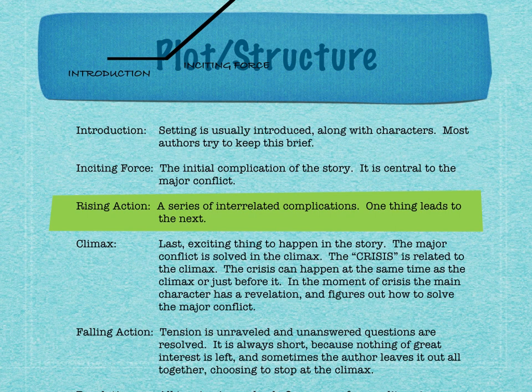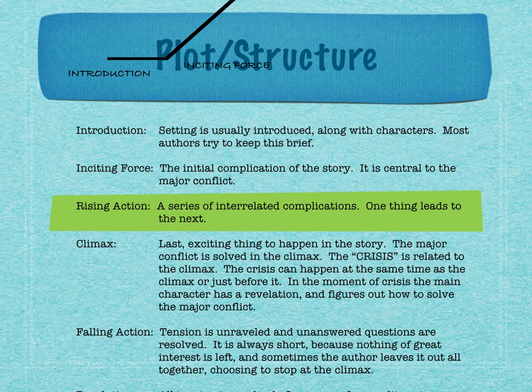Now on the plot graph, rising action would be that slope going straight up and to the right. This is a series of interrelated complications. One thing leads to the next. This is the meat of the story. It's probably 90% of the story. The introduction is probably a very small part, 5 or 10%, but the rising action is almost all of the story. And it could be hundreds of things.